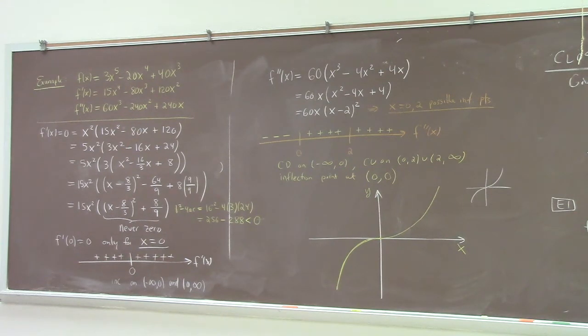Thus, by the closed interval test, f of x equals absolute value of x has f of 0 equals 0 as its minimum on minus 3 to 2, and it has f of minus 3 equals 3 as its maximum on this closed interval.